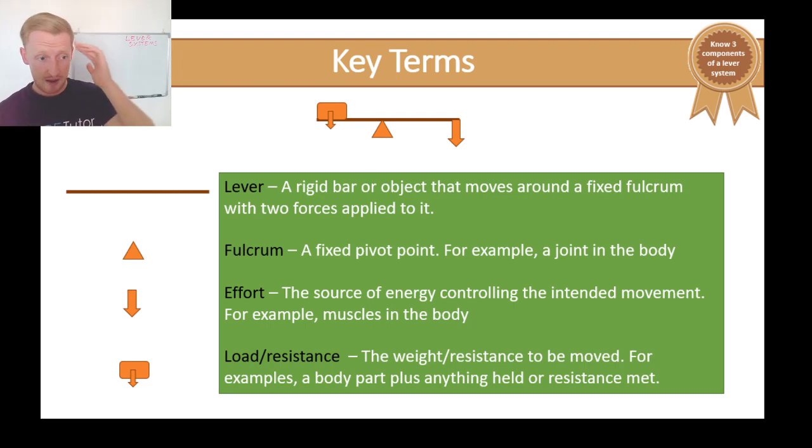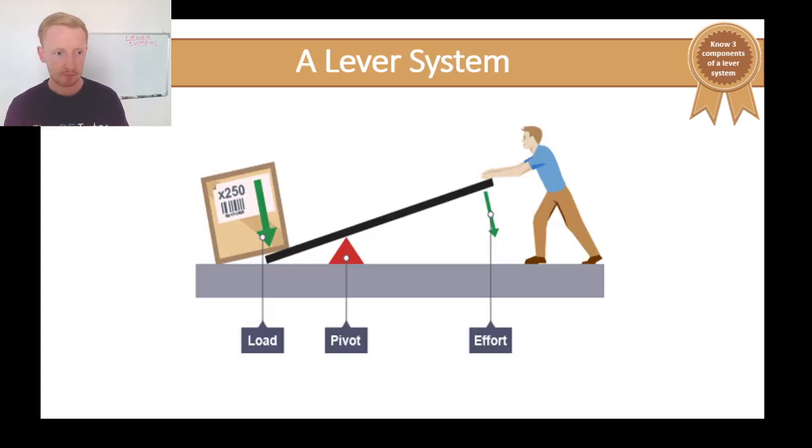Okay, so just have a little look now and remember those. Lever, fulcrum is the triangle, effort is that downward arrow or upward arrow. Effort could be down or up. It just depends on how you draw and how the lever is set up. But effort is a standalone arrow, and then the load or resistance is typically drawn as a box with a downward arrow.